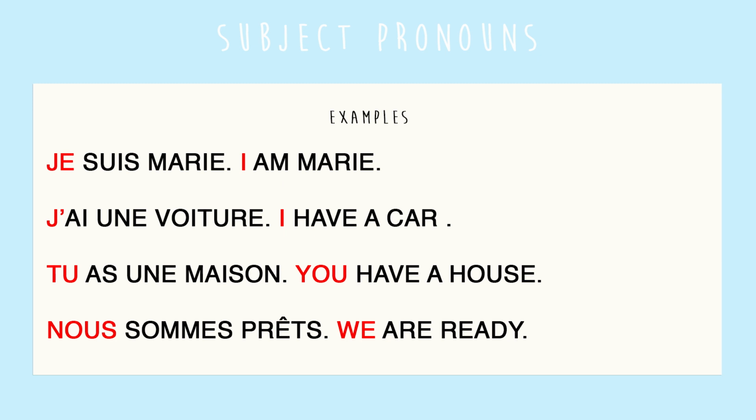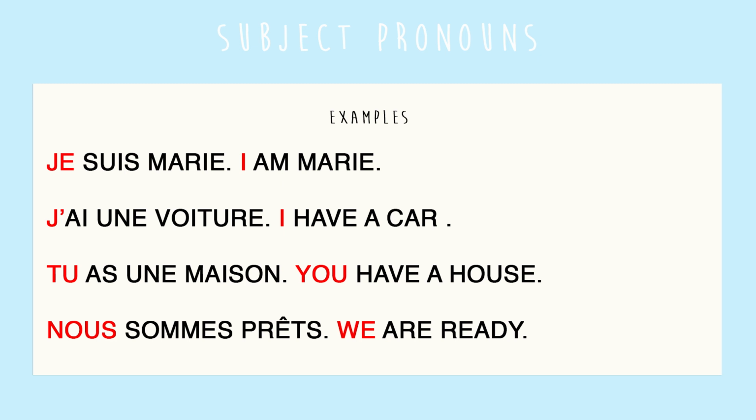Je suis marié. I am married. Je is your subject pronoun. J'ai une voiture. I have a car. J apostrophe is in this case your subject pronoun. Je is contracted into J apostrophe because the word following begins with a vowel. Tu as une maison. You have a house. Tu is your subject pronoun. Nous sommes prêts. We are ready. Nous is your subject pronoun.